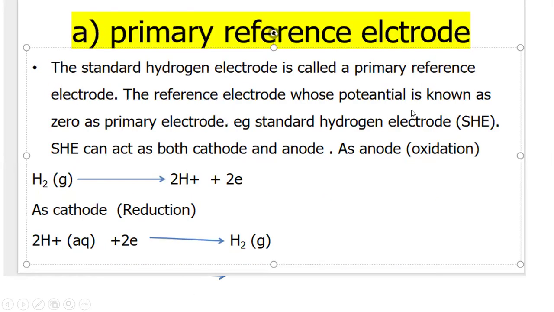Primary reference electrodes. The standard hydrogen electrode is called the primary reference electrode. The reference electrode whose potential is taken as 0 is the primary electrode, for example, the standard hydrogen electrode. The standard hydrogen electrode can act as both cathode and anode. Hydrogen loses electrons as anode, oxidation, and gains electrons as cathode, reduction.